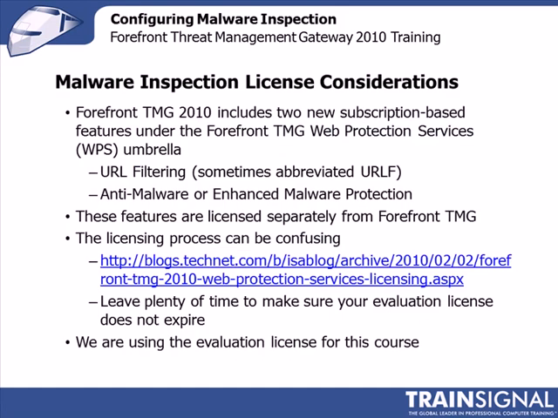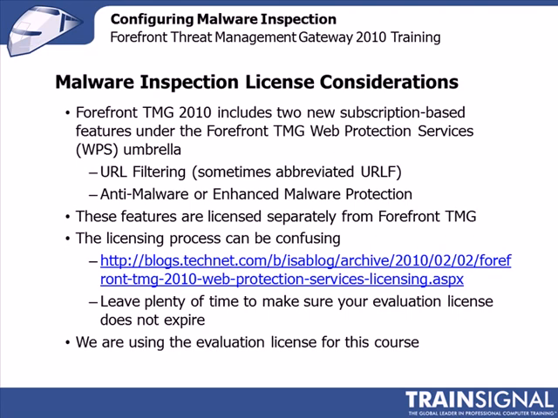When it comes to malware inspection, there are a couple of things you need to keep in mind with regard to the license. First of all, malware inspection is not included in the base Forefront Threat Management Gateway license. Malware inspection is included in a subscription-based service called Forefront Threat Management Gateway Web Protection Services, that includes URL filtering and anti-malware or malware inspection. These features, again, are licensed separately from Forefront Threat Management Gateway, and the licensing process can be confusing.